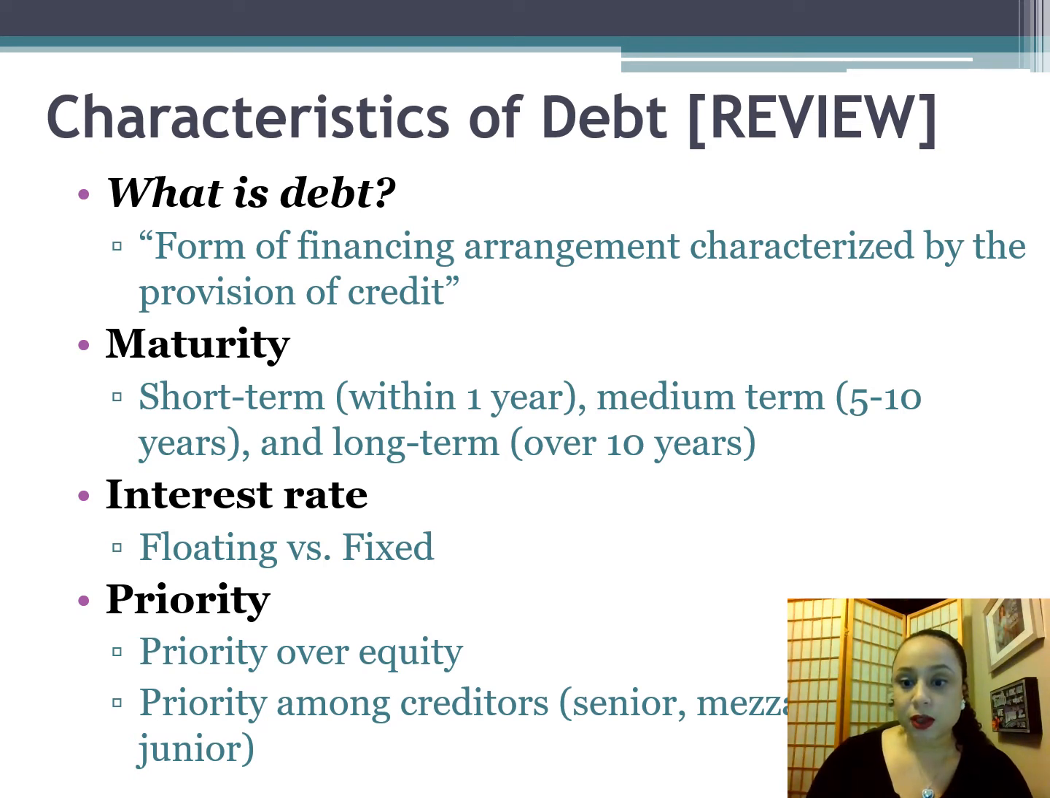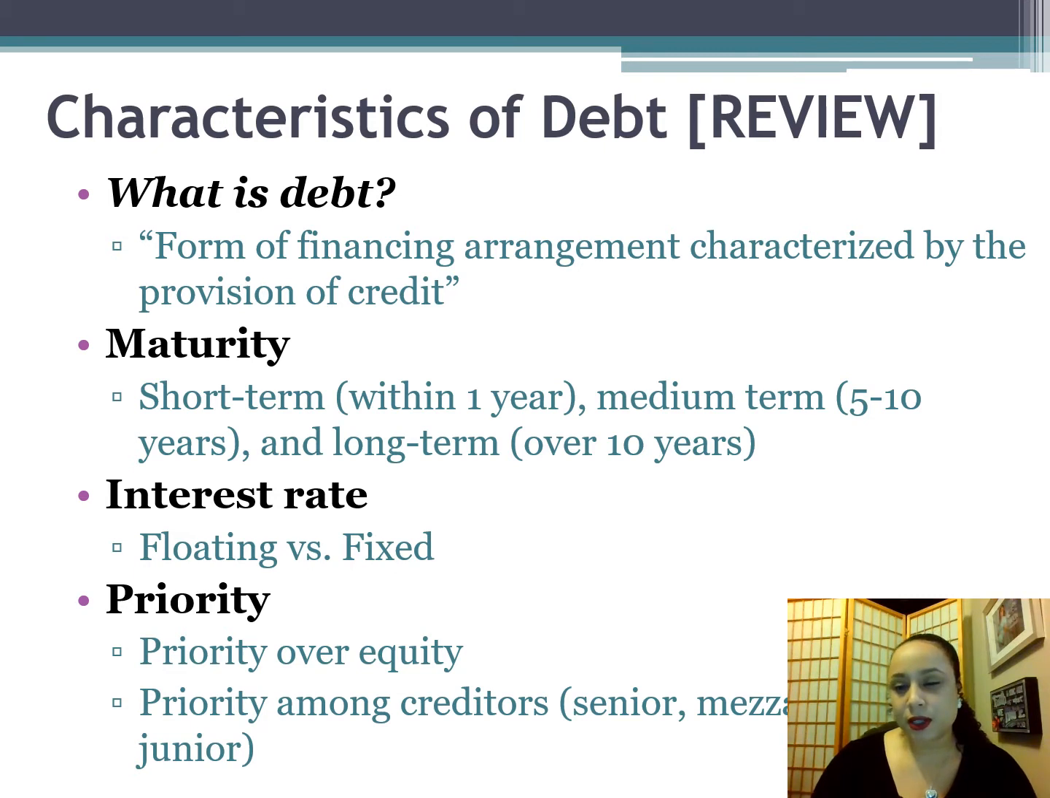We already know this because we have reviewed debt in a number of other contexts through our chapter on valuation, for example. With respect to the characteristics of debt, we know that debt has a predetermined, agreed upon maturity date. That could be a short-term maturity date, which means that the principal is due within a year. It could be medium term, meaning that it's due between 5 to 10 years, as well as long-term. With respect to each of these debt instruments or contracts, the parties will have agreed upon either a floating interest rate or a fixed interest rate.